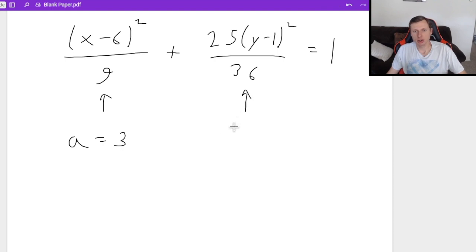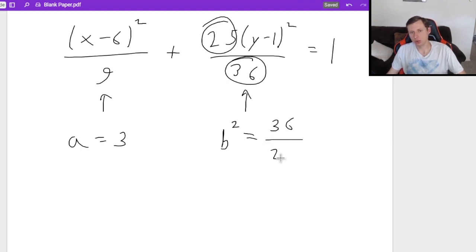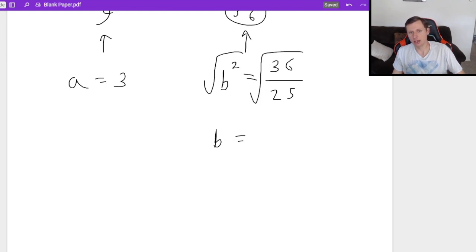B is much harder. So remember what we said earlier, this 36 is exactly where we want it to be, but the 25 is in the opposite spot. So if you remember, that means the 36, well, at least for b squared, the 36 is in the numerator, and the 25 is in the denominator. And so now when you take the square root, yes, there's technically a plus or minus there, but I'm just going to ignore this for a second. B is going to equal 6/5 when I take that square root, because the square root of 36 is 6, and the square root of 25 is 5.